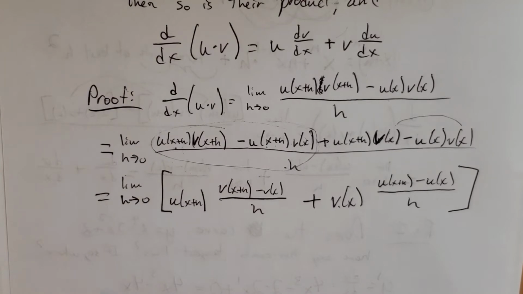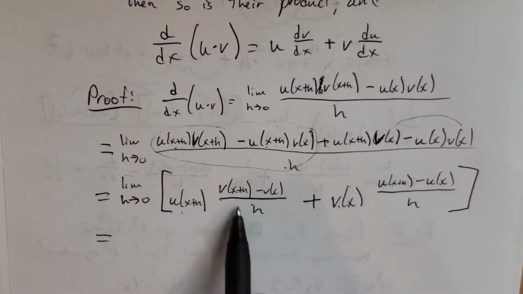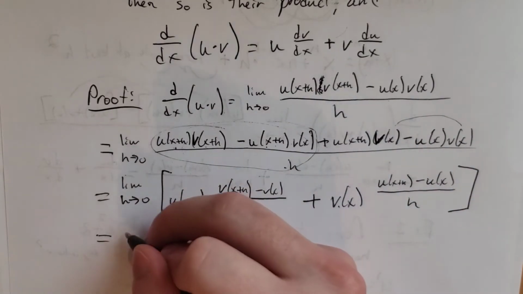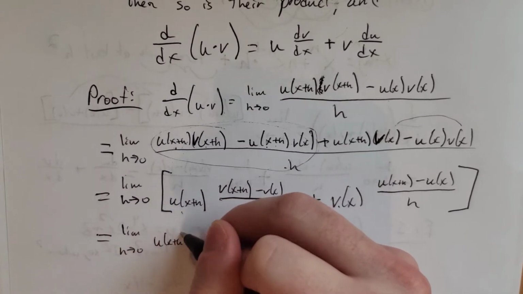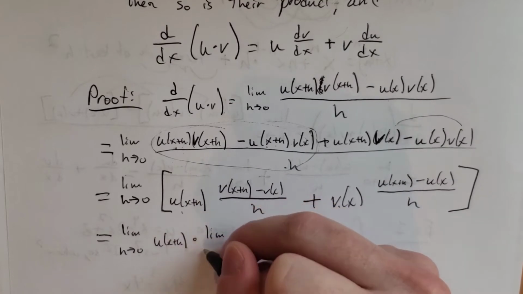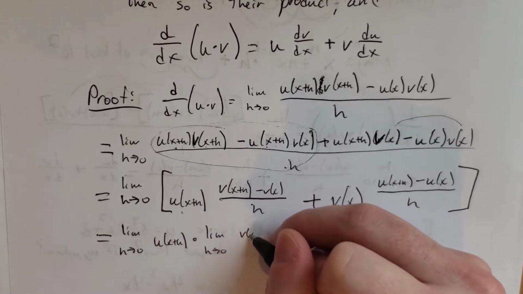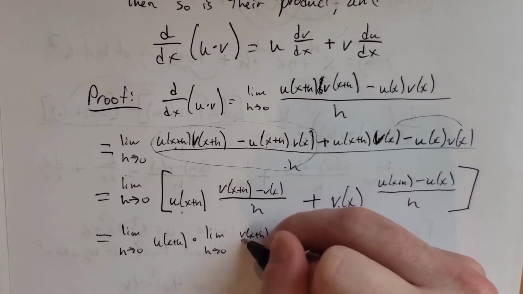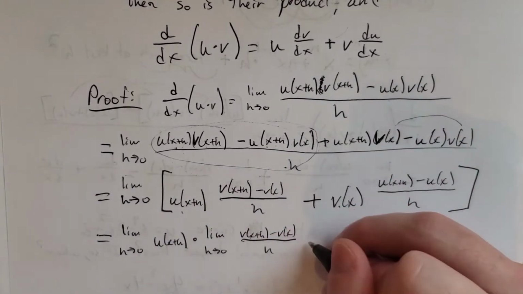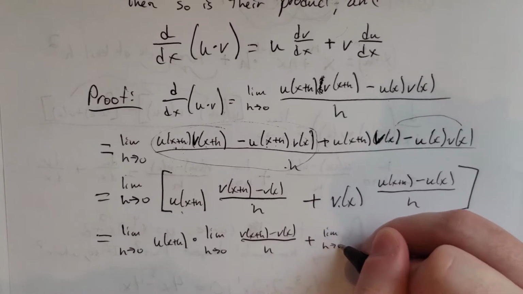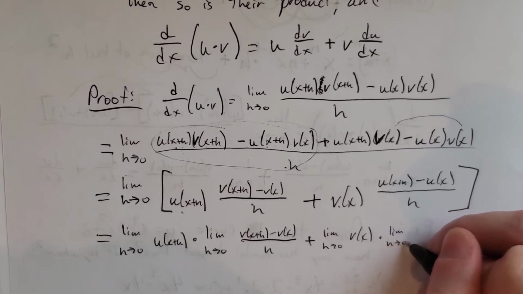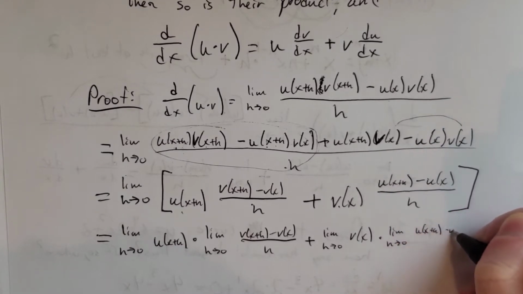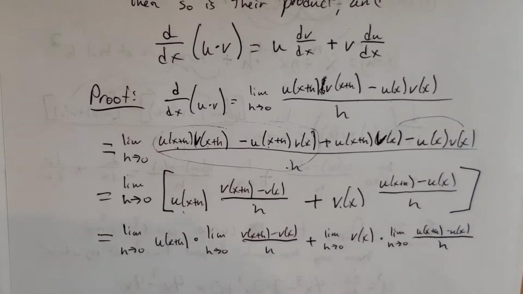All right. Well, what is this? We're taking the limit as h goes to 0 of a sum and some products, so we can separate this and take the limit as h goes to 0 of u of x plus h times the limit as h goes to 0 of v of x plus h minus v of x all over h, plus the limit as h goes to 0 of v of x times the limit as h goes to 0 of u of x plus h minus u of x all over h.